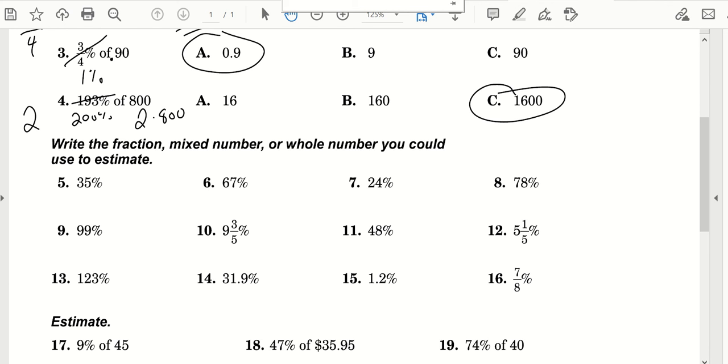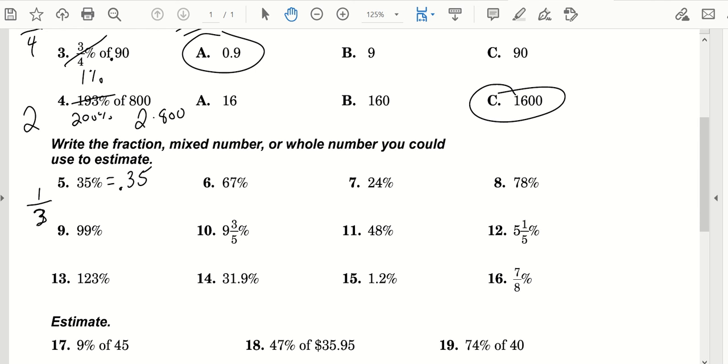So write a fraction, mixed number, or whole number you could use to estimate. So 35%. That's like 0.33 when you make it a decimal, right? So this is going to be 1/3. Again, if you're wondering how I got that, this is equal to 0.35 when I make it a decimal. 0.35 is pretty close to 0.3 repeating, which is 1/3.